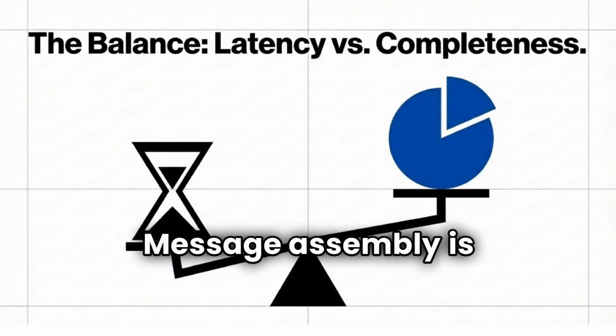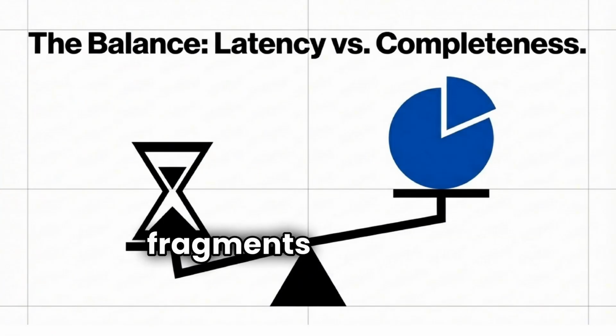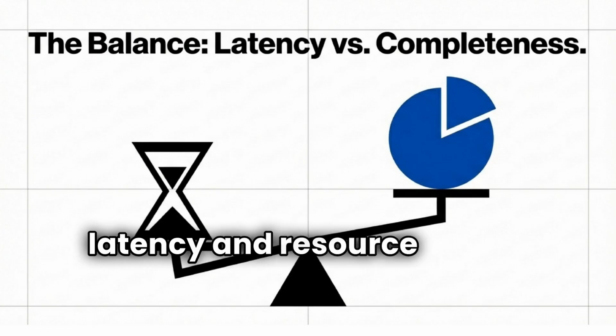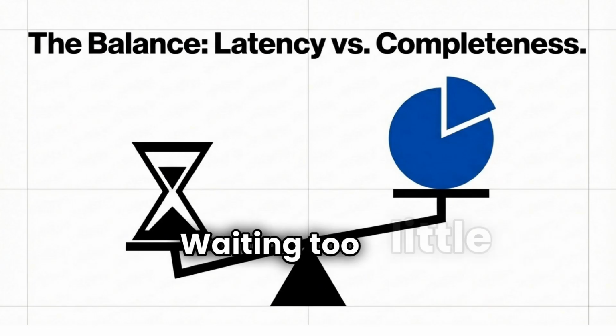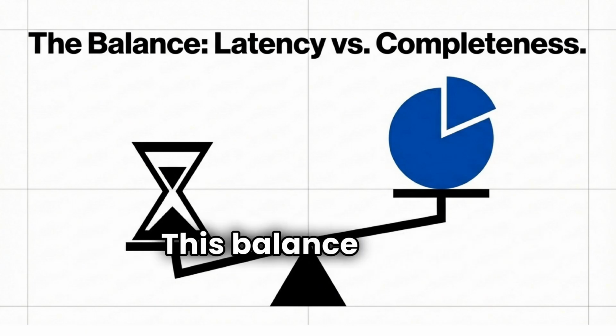Message assembly is tightly coupled with time. Waiting too long for missing fragments increases latency and resource usage. Waiting too little risks discarding valid messages prematurely. This balance is one of the hardest problems in network design.